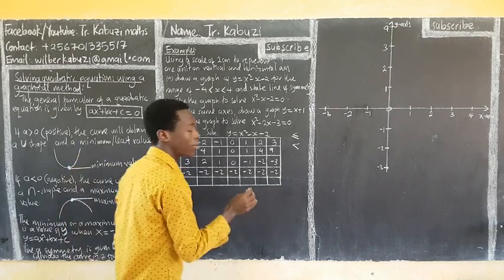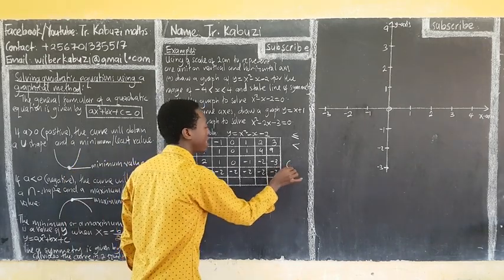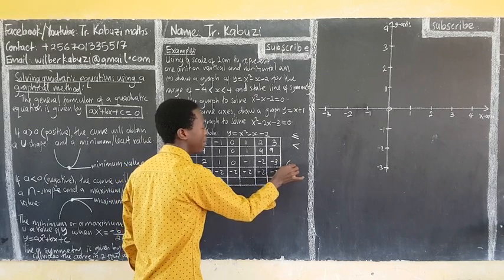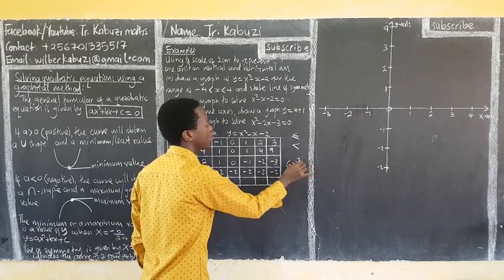How do you square it on the calculator? You open the brackets, then you press negative 3, then you square it.